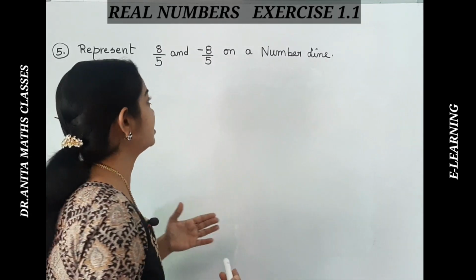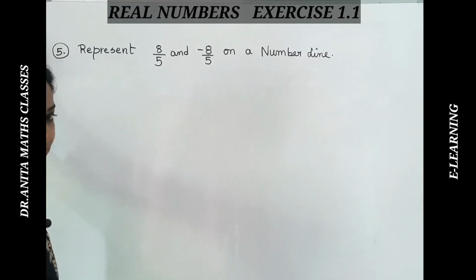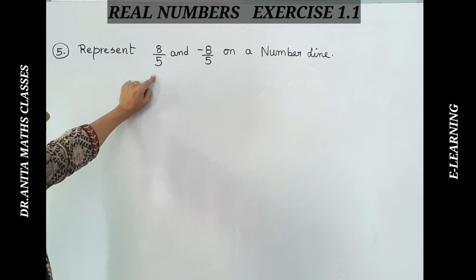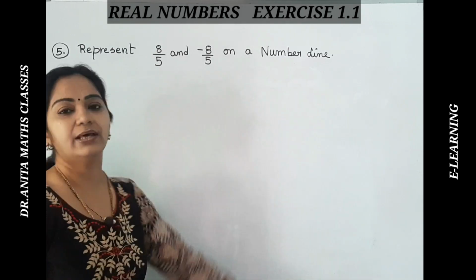Okay, now let's quickly come to today's problem. Fifth problem: represent 8 over 5 and minus 8 over 5 on a number line.